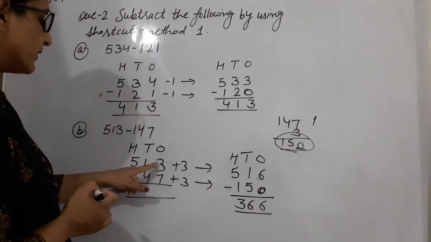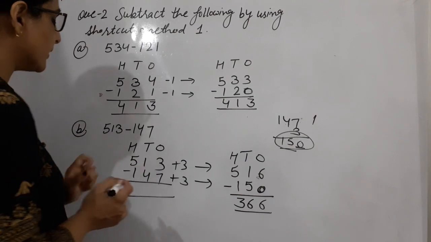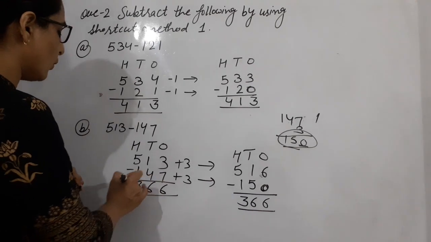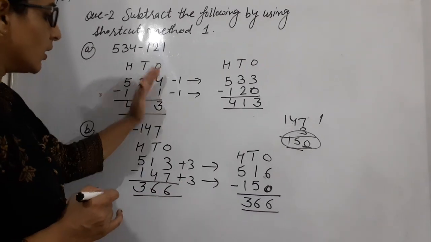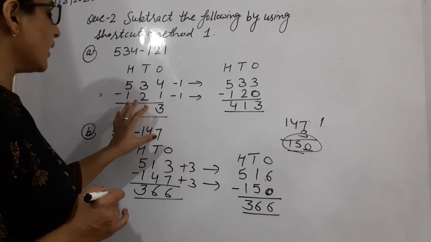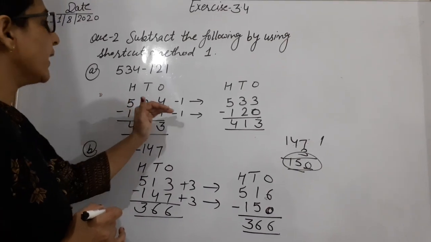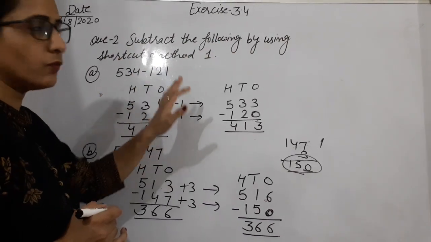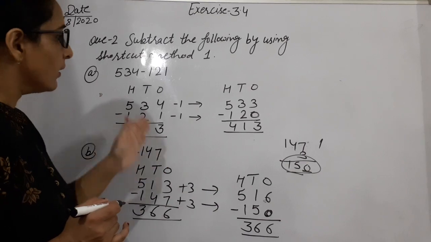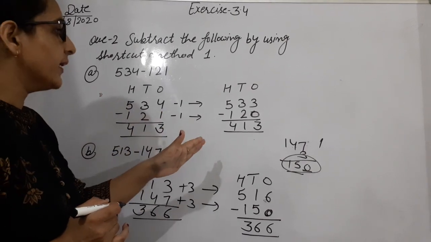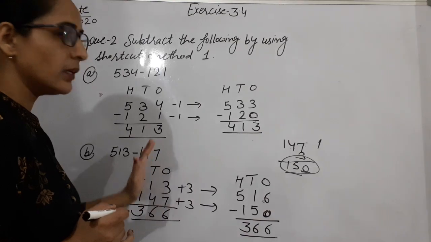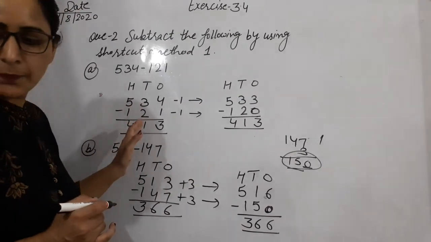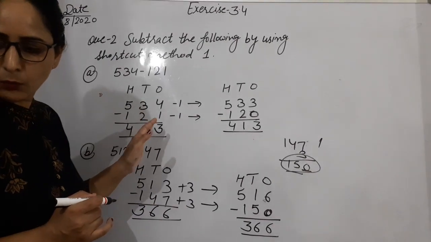Now do this one. Here is 3, here is 7. 13 minus 7 equal to 6. 10 minus 4 equal to 6 and 4 minus 1 equal to 3. It means your solution is correct. So in this way we do question number 2 by adding or by subtracting. Subtract the following by using shortcut method 1. Your method 1 is that you subtract, otherwise add, any number, and you do the solution as it is in question number 1. Clear to all of you? And in parts C and D, there is one more part.